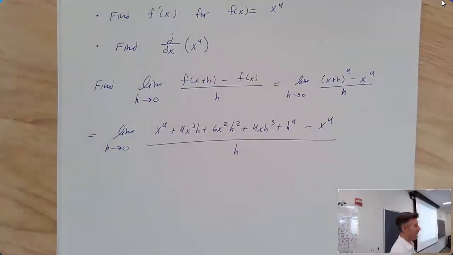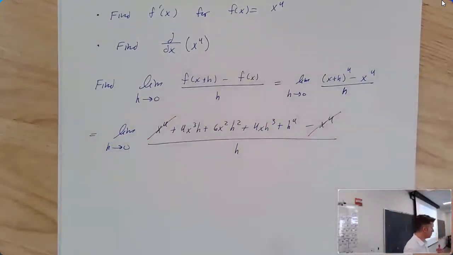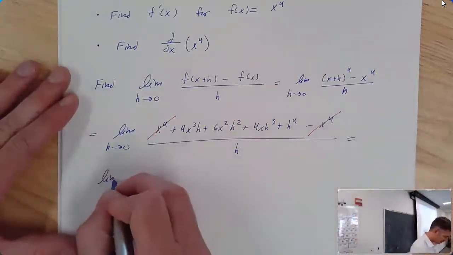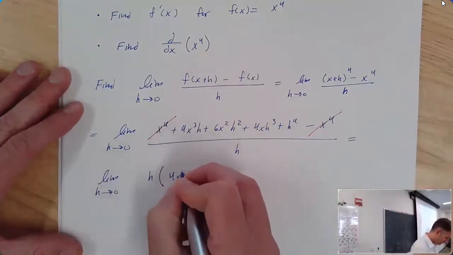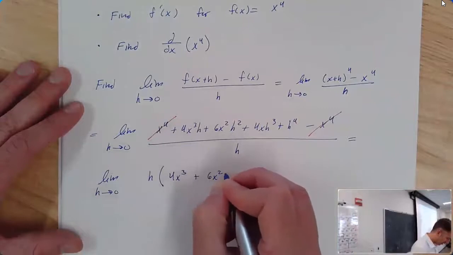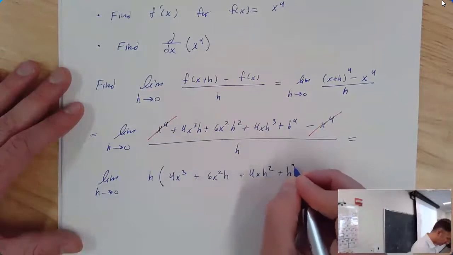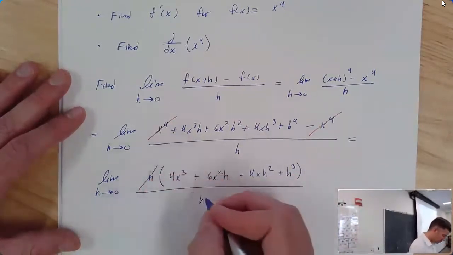And then the same sort of thing that happened last time is going to happen this time. You can cancel the x to the 4th, or should I say subtract to 0. And then every term that remains in the numerator has an h in it, so we can factor out an h. So we're going to get the limit as h goes to 0 of h times 4x cubed plus 6x squared h plus 4xh squared plus h cubed all over h. H divided by h is 1.